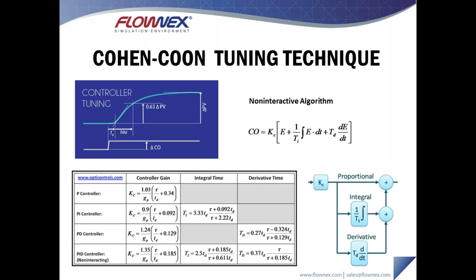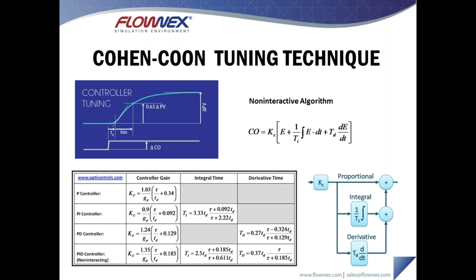So like I mentioned, there are a lot of techniques out there. Many of them are discussed online. And all of these techniques have many things in common. They require inputs for the characterization of the process. And from that characterization of the process, we can then determine the ideal constants for our controllers.